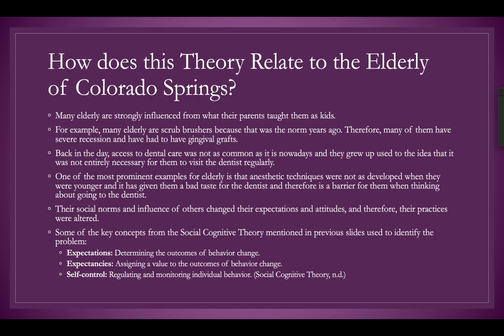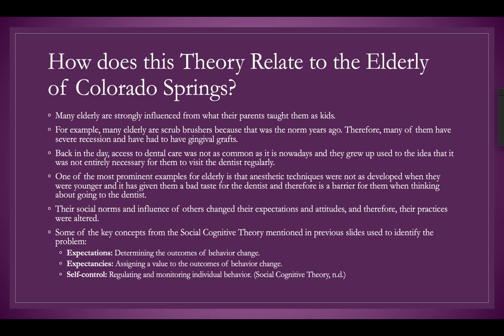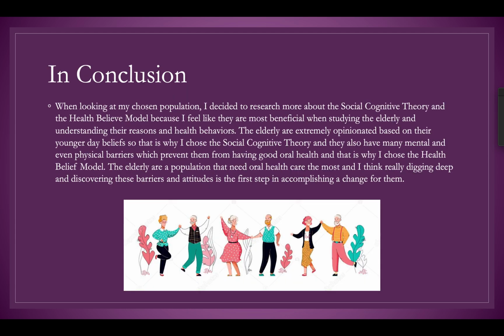These norms and influences of others change their expectations and attitudes, and therefore the way they live their life was altered. So some of the key concepts from the social cognitive theory that I mentioned in a previous slide back here that I think are used are expectations, expectancies, and self-control. It's really interesting to see how this culture that they were raised in affects how they are nowadays.